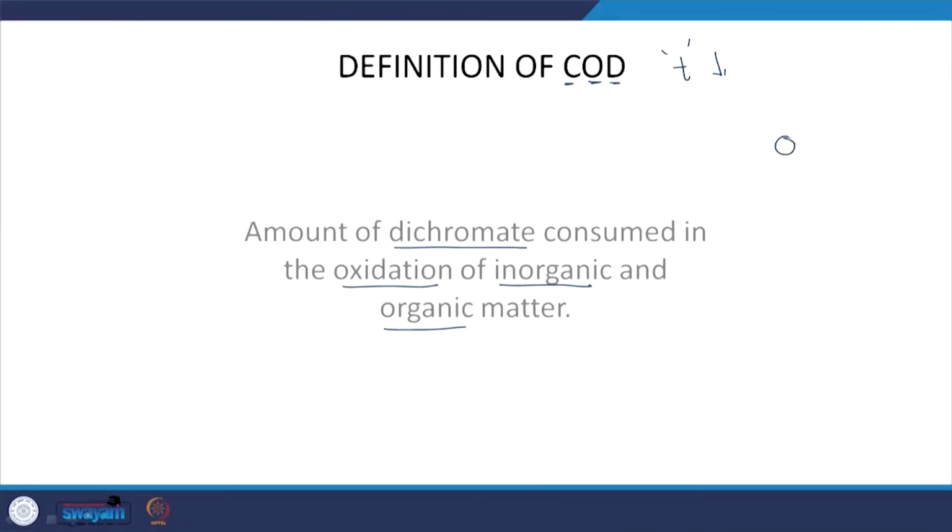So, instead of the microbes using oxygen, I try to indirectly measure the amount of oxygen. How? Oxygen is an electron acceptor. So, rather than oxygen, I am going to use dichromate, which is a relatively strong oxidizing agent, meaning a relatively strong electron acceptor. And then I will look at the electron equivalents to get it in terms of oxygen. So, it is the amount of dichromate needed to oxidize the inorganic and organic matter; we are not saying biodegradable organic matter, we are saying inorganic and organic matter. That is something to keep in mind.